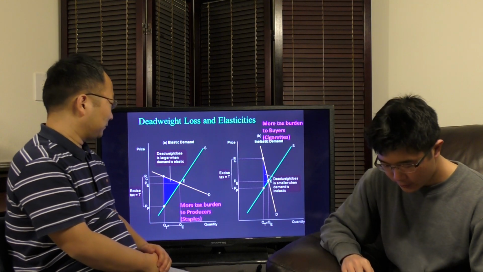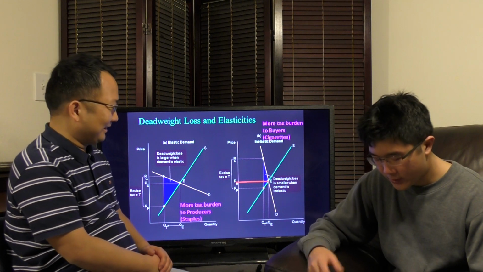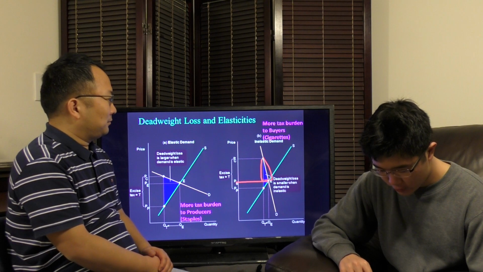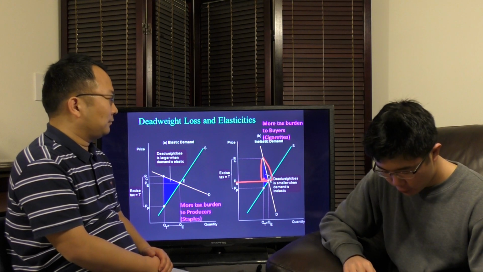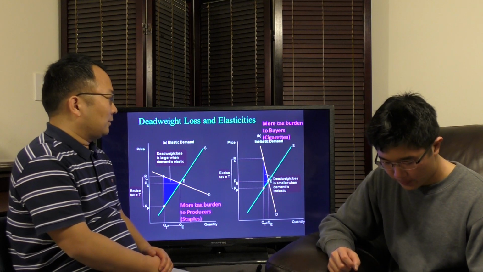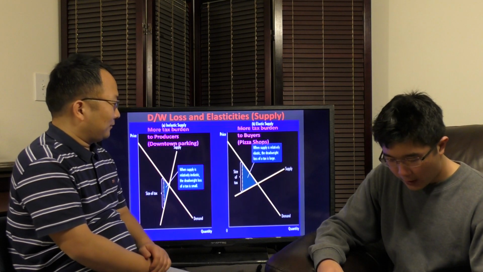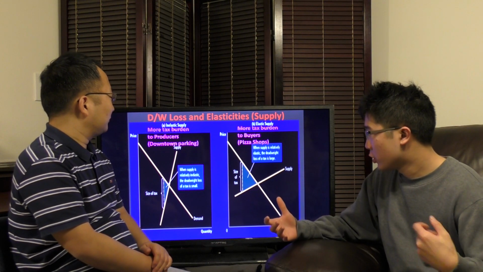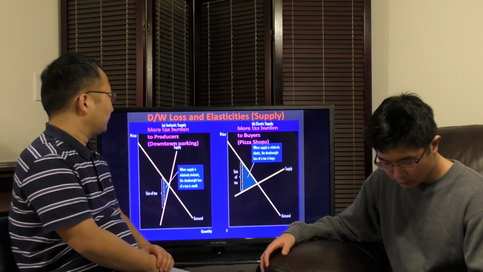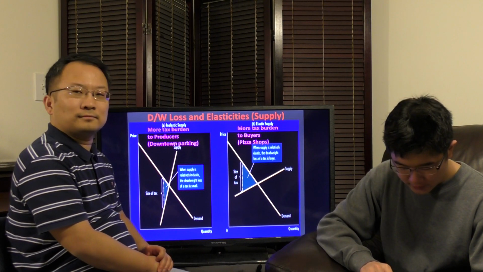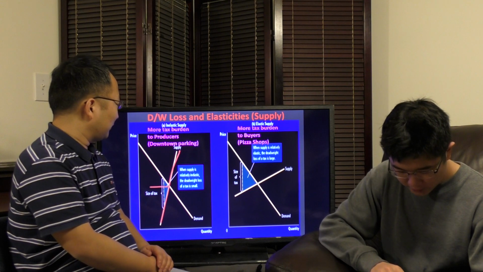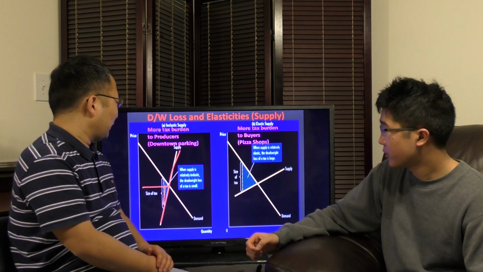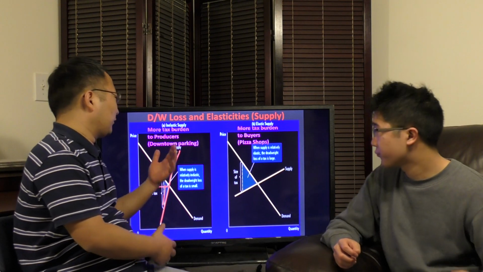But if the opposite is true, if we have inelastic demand, the deadweight loss is more shared on the consumer portion right here than on the producer portion right here. And the same is true for supply. If we have a very inelastic supply, then once again the tax burden is shared more on producers than consumers. It's just the flip side of the same coin.